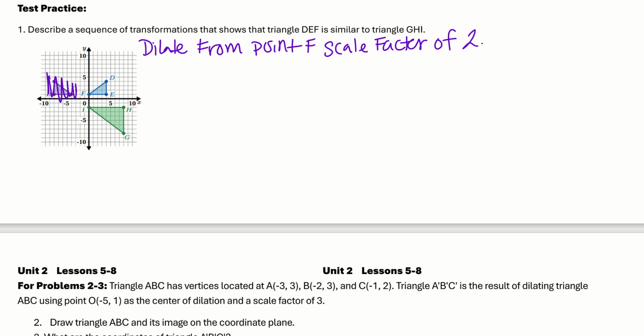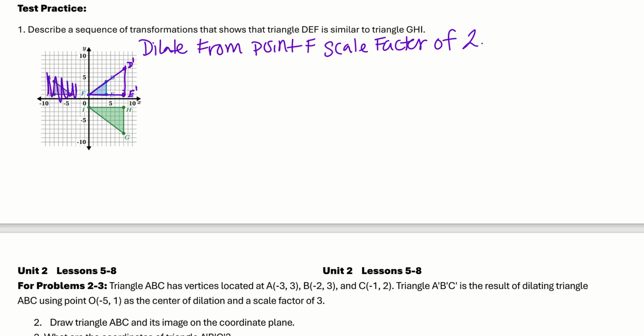So that means I'm going to move E and D 2 times the distance away. So E was 4 away. It now becomes 8 away. So 4, 5, 6, 7, 8. And this is where E prime goes. And then D was 4 and then 3. So it's 8 and then 1, 2, 3, 4, 5, 6 away. And so you can see I just made it larger.